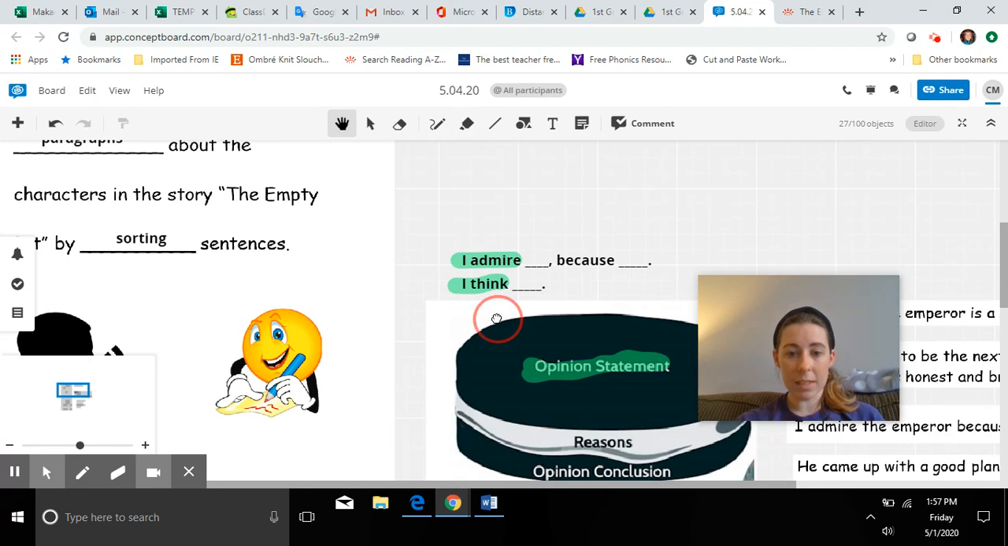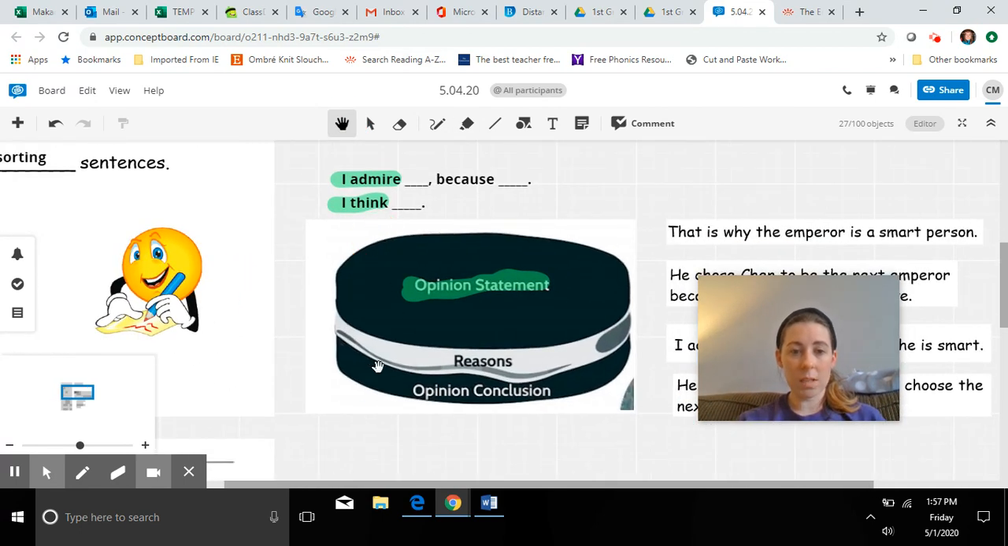Now next, we need to provide the reasons. Why do you think this? Why do you admire that character? So the next part is going to be your reasons. And that's going to be your evidence from the story.